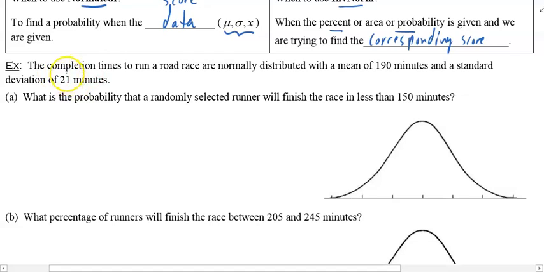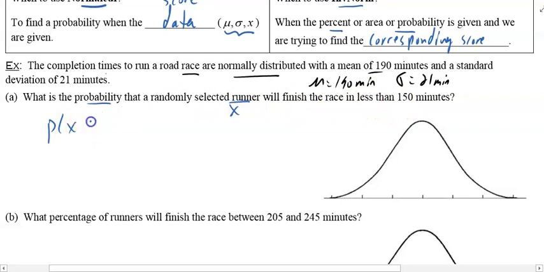So here we go. The completion times to run a road race are normally distributed. Very good. That means it's a bell-shaped curve with a mean of 190 minutes and a standard deviation of 21 minutes. Now, question. What is the probability that a randomly selected runner, some x, will finish the race in less than 150 minutes?